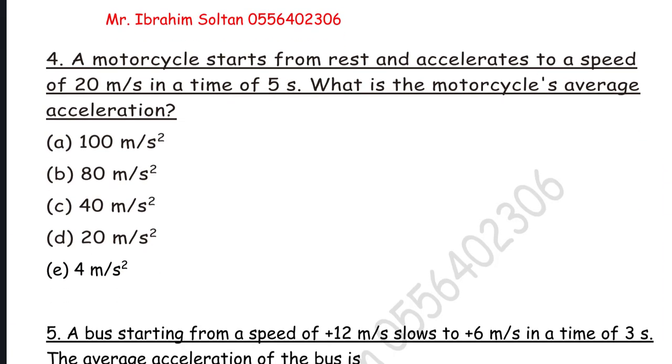A motorcycle starts from rest. Rest in physics means zero, so V initial equals zero, and it accelerates to a speed of V final equals 20 meters per second in a time of 5 seconds, so T equals 5 seconds. What is the motorcycle's average acceleration?